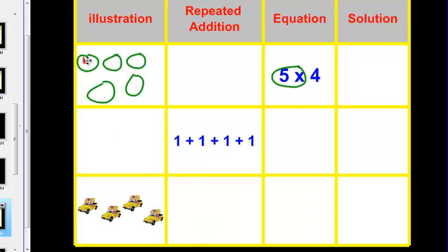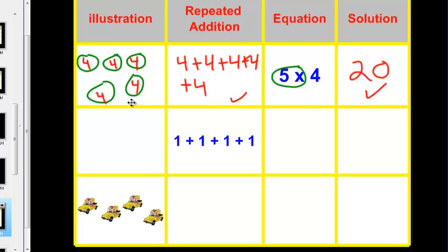And my shortcut, instead of 4 dots, I'm going to put 4, 4, 4, 4. Your repeated addition is going to be 4 plus 4 plus 4 plus 4 plus 4 more. Count your 4s. You should have 5 4s. 1, 2, 3, 4, 5 of the 4s, and your solution should have been 20. Give yourself a mark here, and a mark here. 3 marks for the first one.